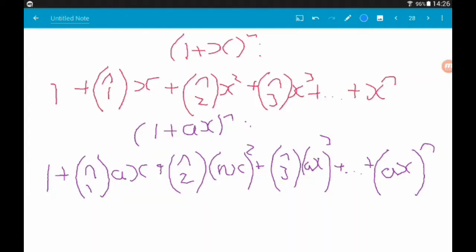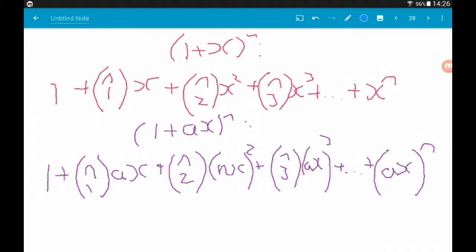So, when we were looking at 1 plus x to the power of n, our formula was 1 plus n choose 1 x plus n choose 2 x squared plus n choose 3 x cubed. And that pattern continues all the way up until we've got just our single x to the power n term. Now, all that happens to this formula when we have a coefficient on the x term is that the x's in the formula become ax.